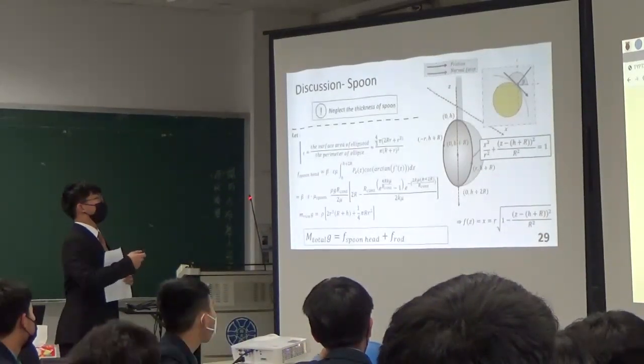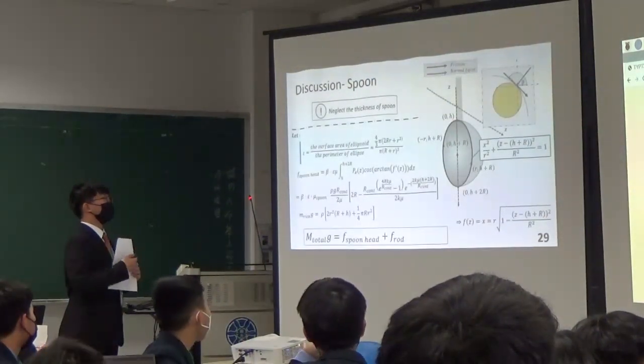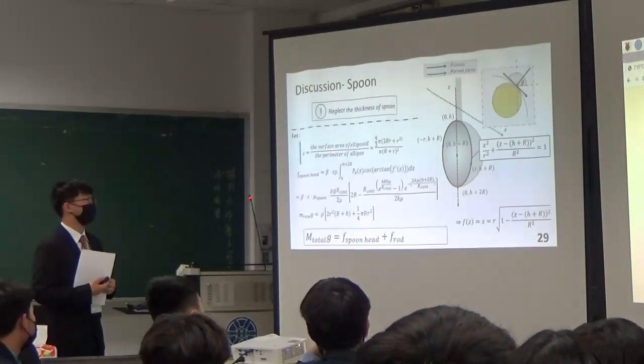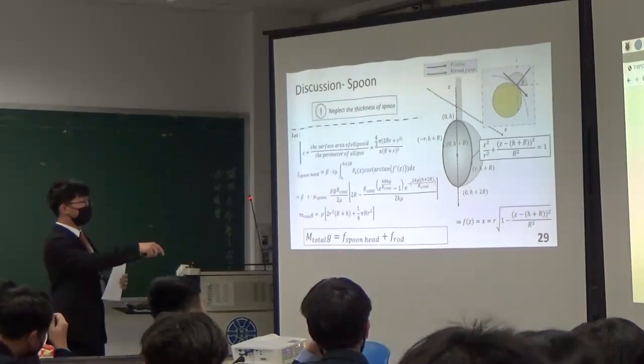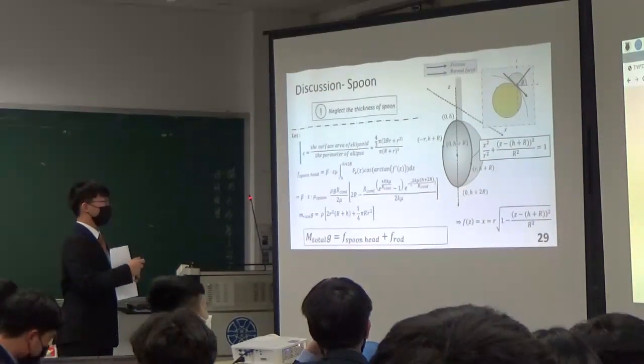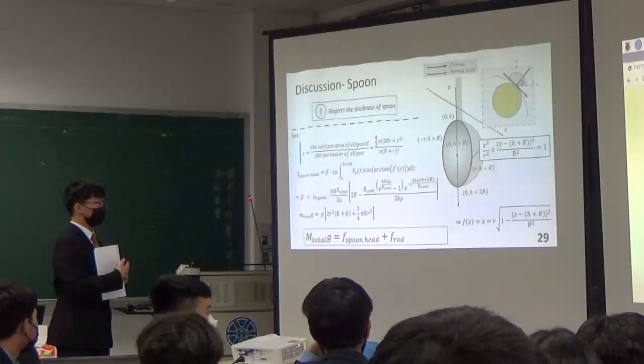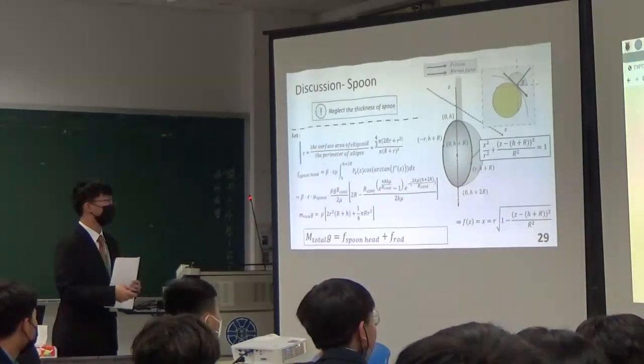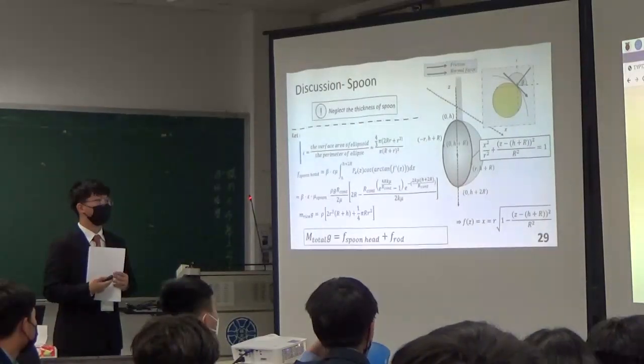So in this discussion, we calculate the thickness of the spoon and use the same principle to calculate the vertical components of the friction, and the result will be like this. So when the weight of the system equals the friction from the spoon head plus the friction from the rod, it causes a steady balance situation.